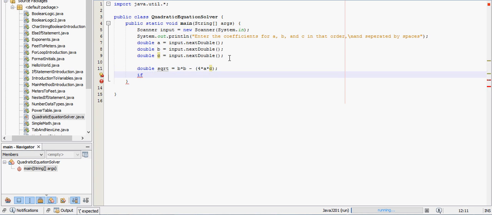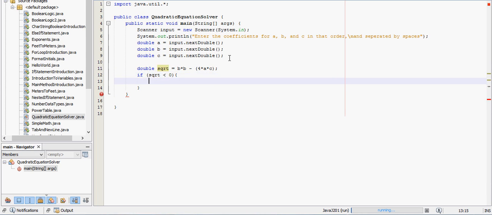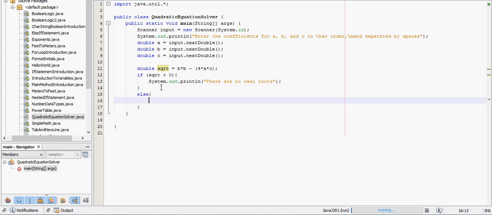So if that is less than 0, we need to tell the user there are no real roots, else. And so if this is not less than 0, so if it's greater than or equal to 0, we are going to actually do the calculation.